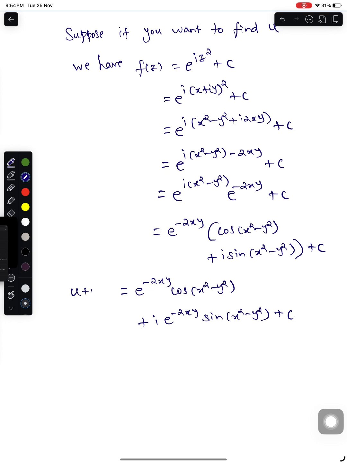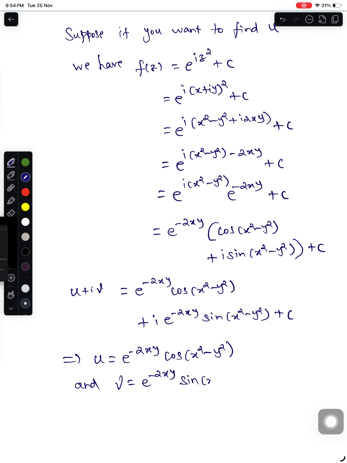And on this side, f of z is nothing but u plus iv. So we can equate real and imaginary parts. U will be e power minus 2xy into cos of x square minus y square, and v is e power minus 2xy into sine of x square minus y square.